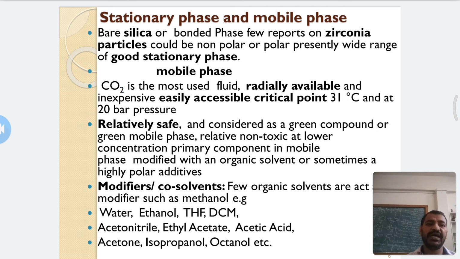We use a modifier with an organic solvent, or sometimes highly polar additives, because it depends on our analyte. If our analyte is of lower polarity, then we use CO2. As polarity increases, we use additives. For highly polar analytes, we use highly polar additives. So modifiers and co-solvents are used in this technique. A few organic solvents act as modifiers, such as methanol.